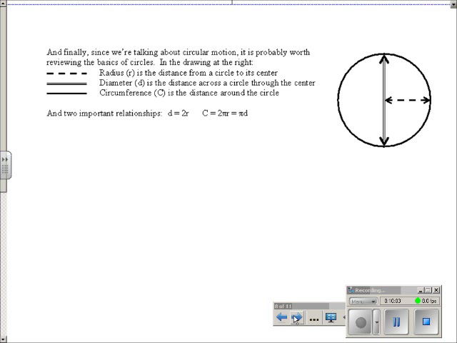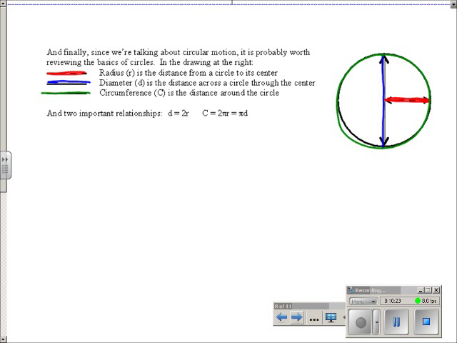So at the right, we've got a circle here, right? The radius is this, the distance from the center of the circle to the outside. The diameter is the distance all the way across the circle. And the circumference is the distance all the way around the circle, right?